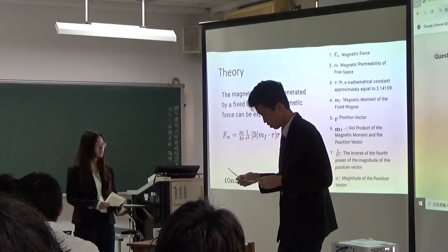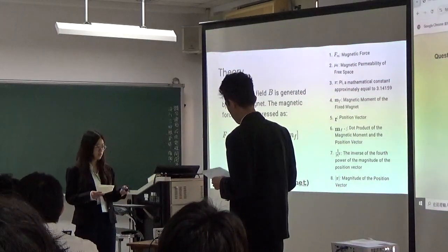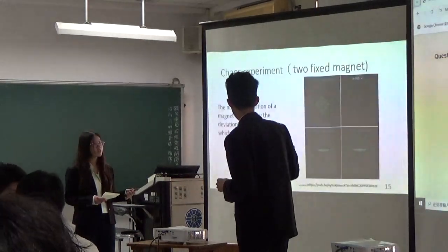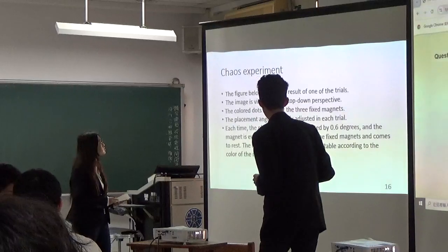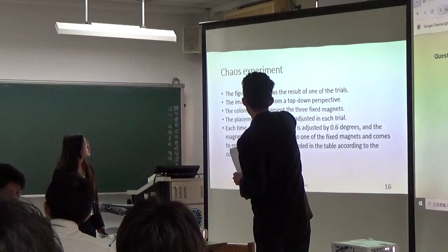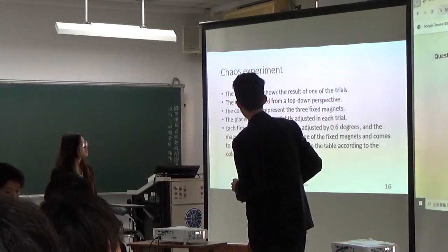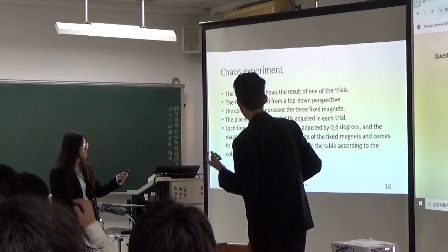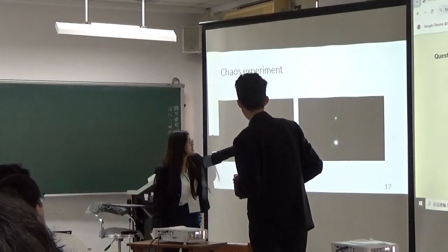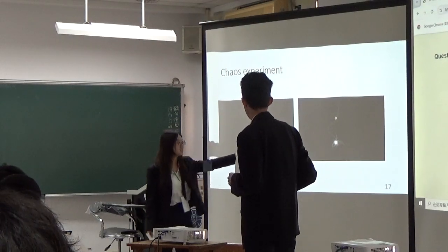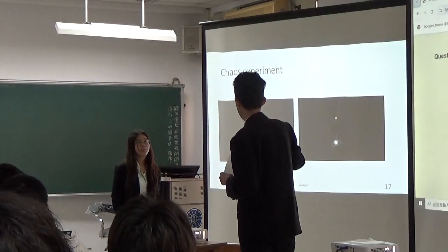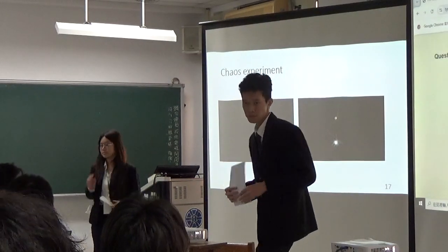Okay. Can you turn to the chaos experiment? The third point says that the colored dots represent the 3 fixed magnets. What do you mean by 3 fixed magnets? Here, 3 fixed magnets, and there is the blue one, but it's not really blue. Yeah, but since the pendulum is moving. All right, time's up.